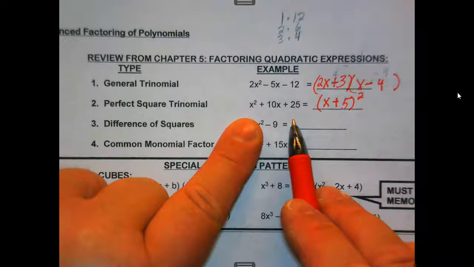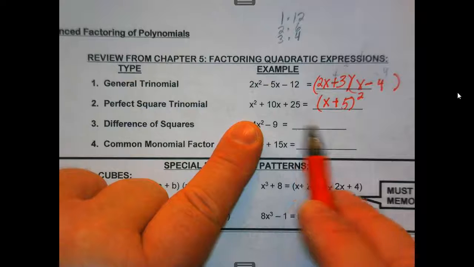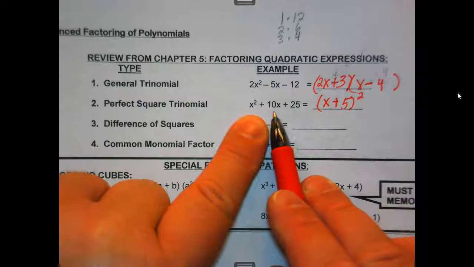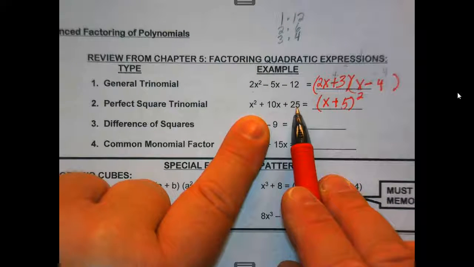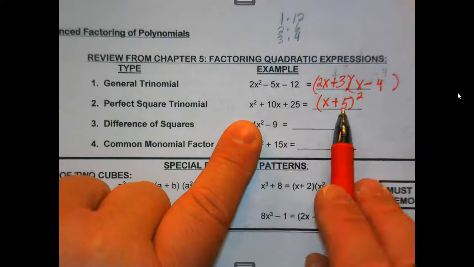Number 3. This was my completing the square, remember? And we took half of b and squared it to get the 25. Well, half of b is 5.